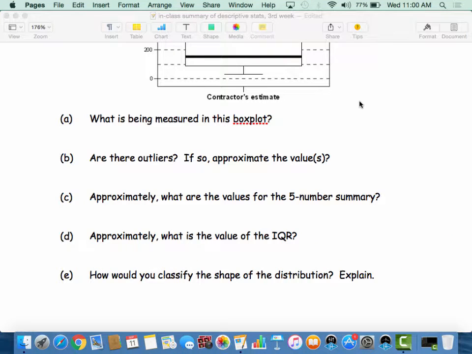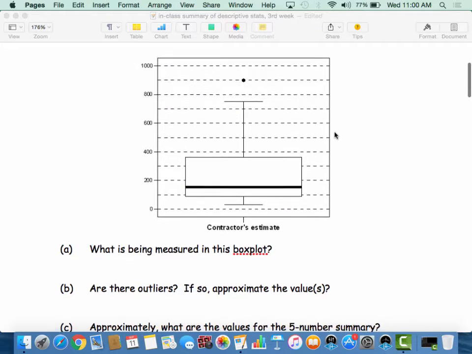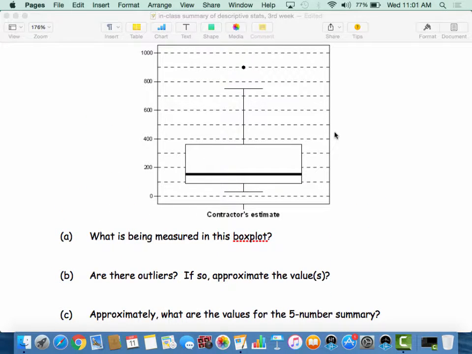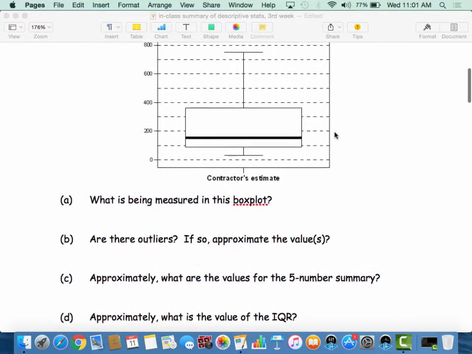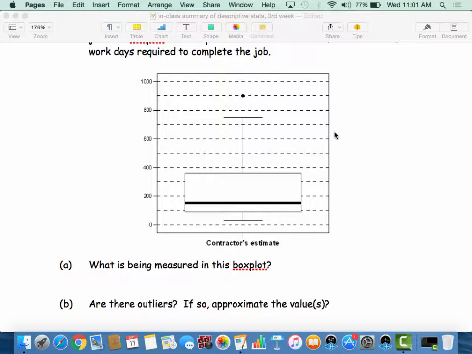it might give you a question about the box plot. Okay, now I want you to think about this. Usually when we look at part E, it says something about, you know, how would you classify the shape of the distribution? Explain. Okay. The major purpose of a histogram is to describe the shape.